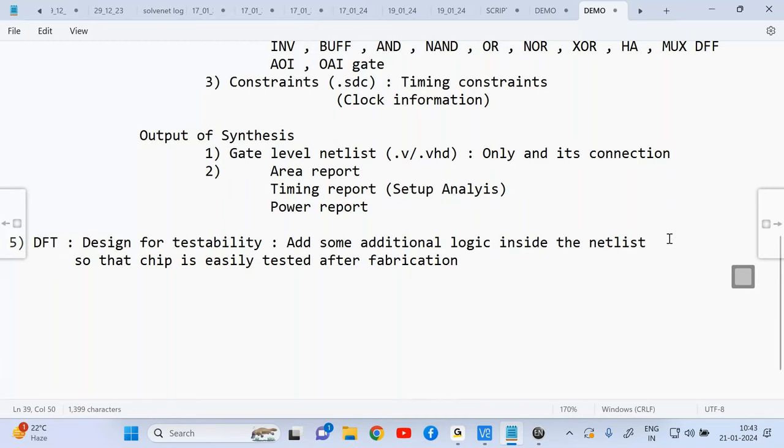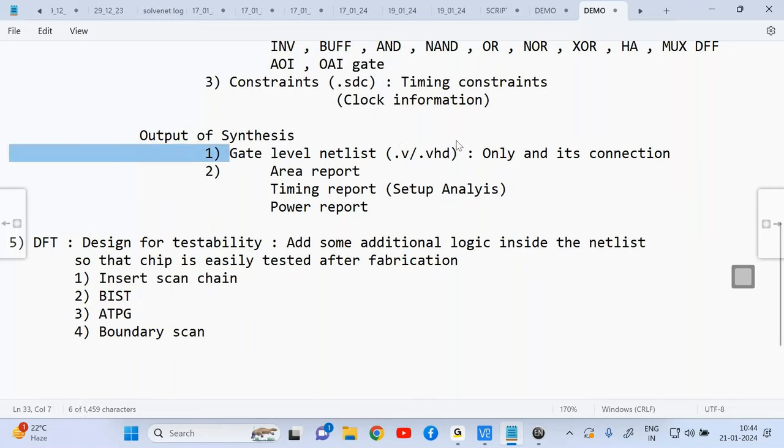There are some techniques, like insert scan chain, built-in self test, ATPG, and boundary scan. They have different methods. That is a separate course here. By using these methods, they will insert some additional logic in our netlist so that the chip can be easily tested after fabrication. If they add additional logic in the gate level netlist, the functionality should not change. Whatever is implemented should not change, so without affecting functionality.